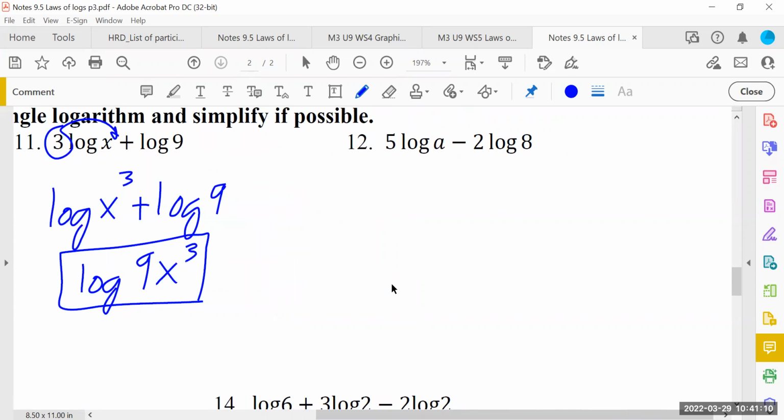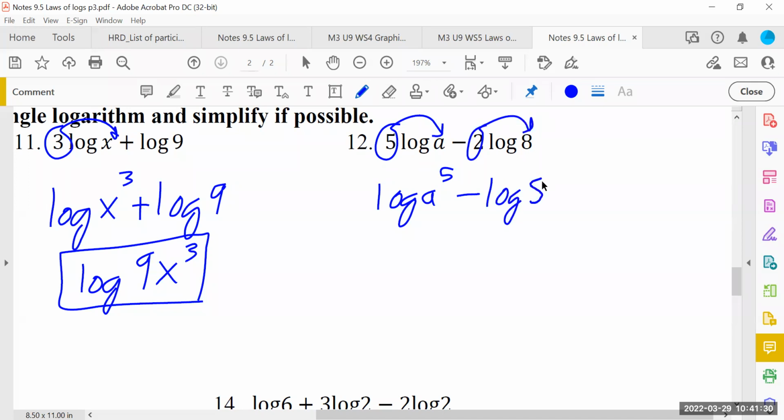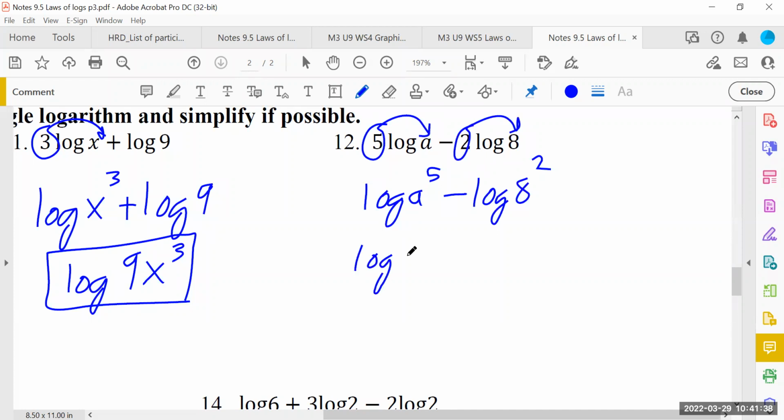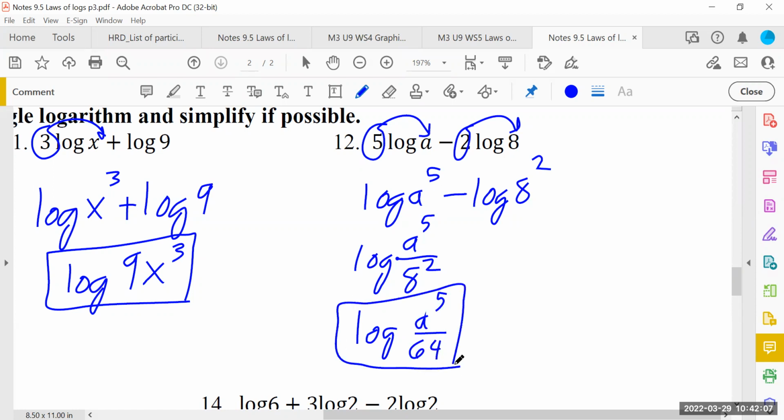All right, so then number 12. This 5 is going to come up, log of a to the 5th power, minus, bring the 2 up, log of 8 to the 2nd power. The minus then means division. Log base 10, we don't see that, but it's base 10 of a to the 5th power divided by 8 squared. If you have a number to a power and it would evaluate to something less than 1,000, go ahead and multiply it out. So this one, log base 10 of a to the 5th power over 64. 8 times 8 would be 64.